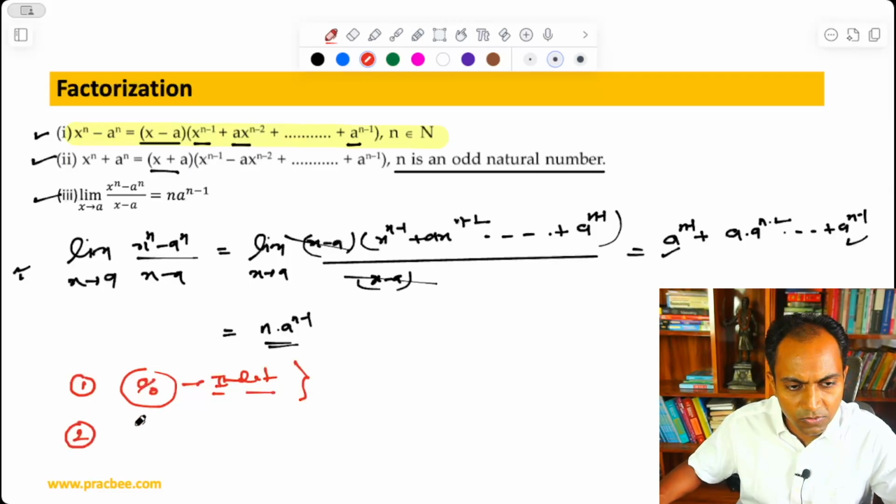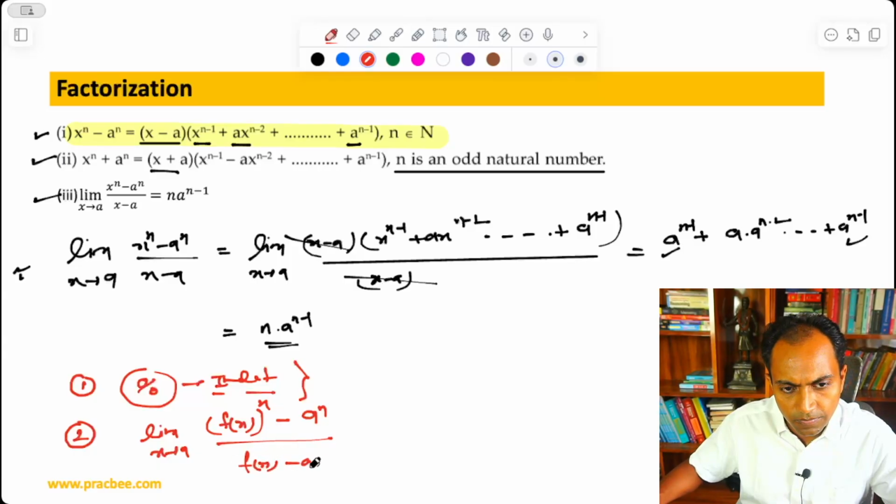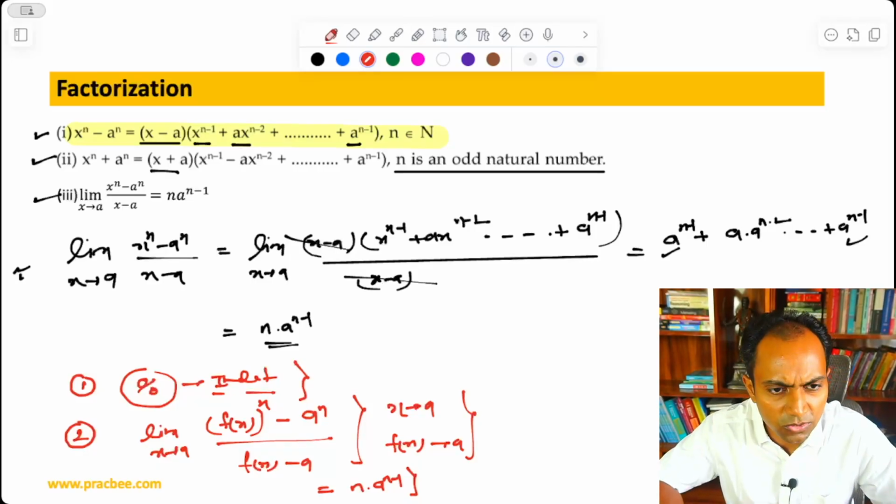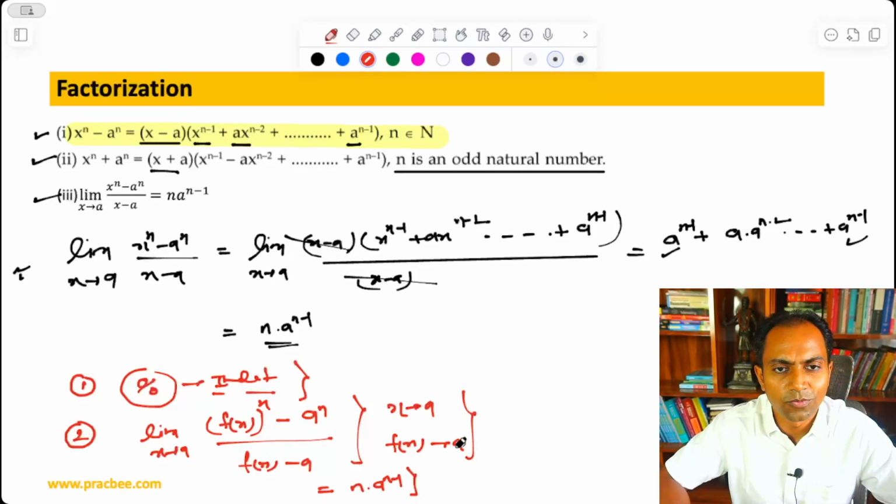Second thing is, when you are doing this, it could also be applied in general to cases where you have f(x) raised to the power n minus a raised to the power n. So this is generalization of the same formula. So what is happening is, in this scenario, when x tends to a, f(x) is also becoming a, and hence again we will be able to apply the formula in similar manner. So again we will get n into a raised to the power n minus 1. Once we know these 2-3 ideas, let us proceed to problems.